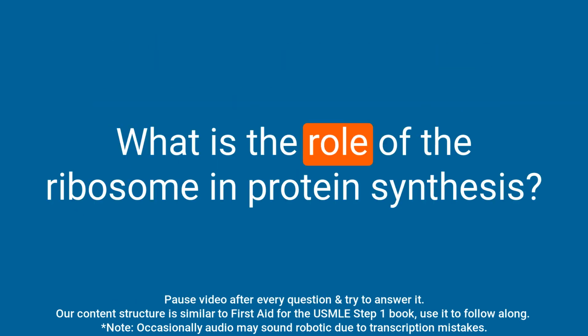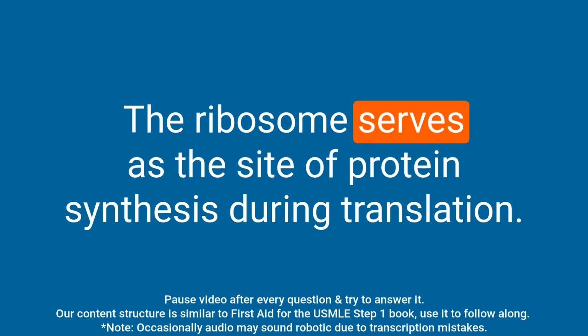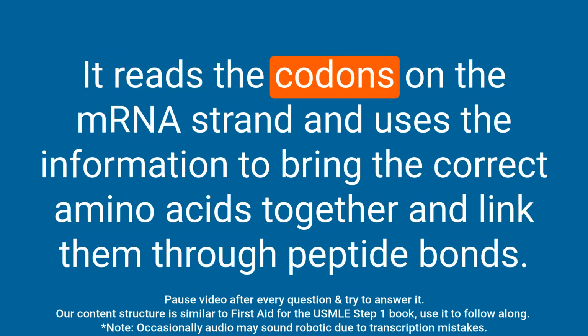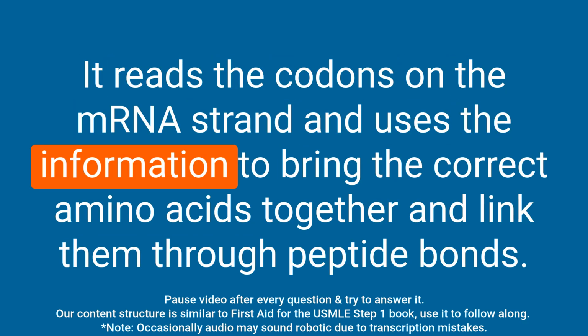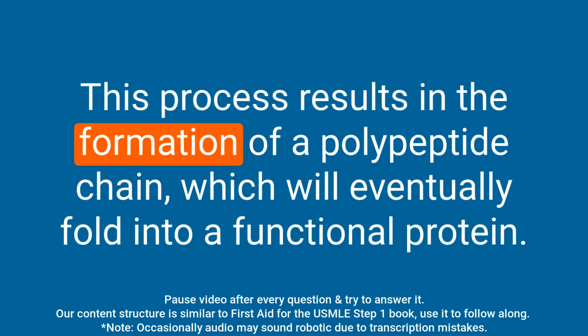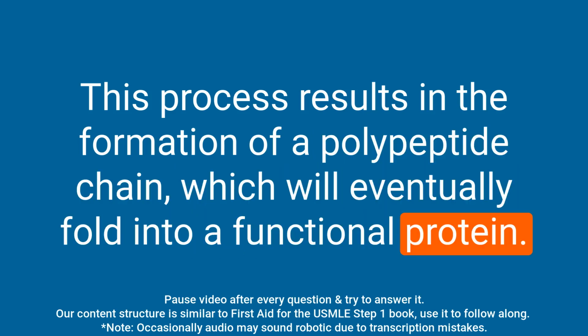Question: what is the role of the ribosome in protein synthesis? Answer: the ribosome serves as the site of protein synthesis during translation. It reads the codons on the mRNA strand and uses the information to bring the correct amino acids together and link them through peptide bonds. This process results in the formation of a polypeptide chain, which will eventually fold into a functional protein.